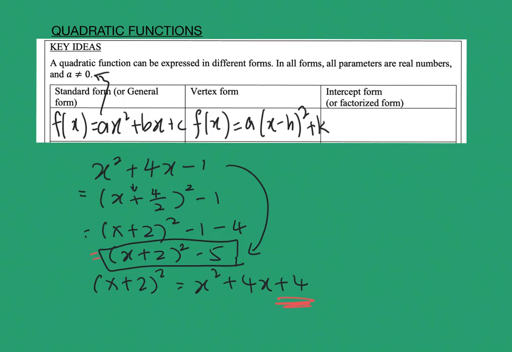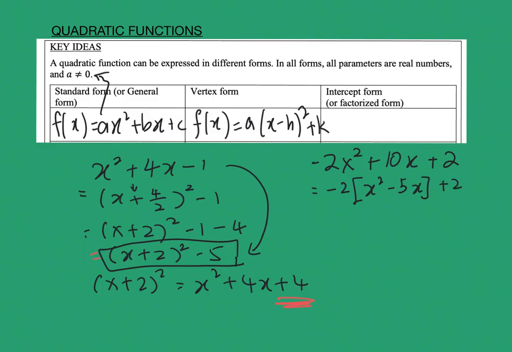Let's look at another example. What happens when a is not equal to 1? For example, if I have negative 2x squared, let's say plus 10x plus 2. So in this case, there are two ways you can do this. One way is to factorize out the negative 2 from all the three terms, or for me, I'm just going to factorize out the negative 2 from the first two terms. So when you factorize out the negative 2, you end up with x squared minus 5x and then plus 2 here.